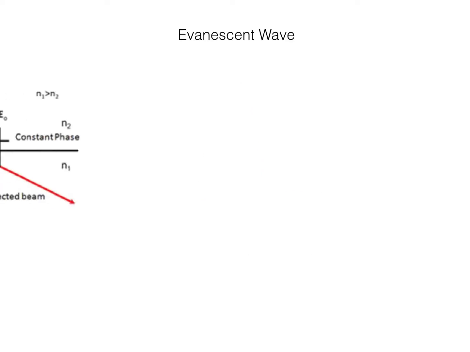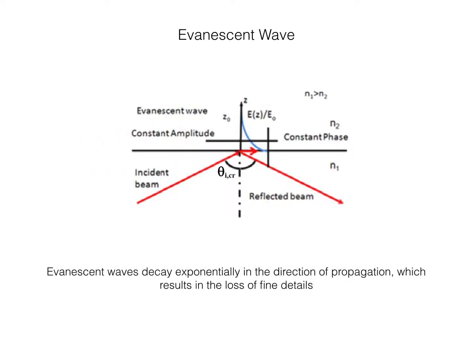Evanescent wave. The fine details of an object are encoded within the evanescent waves. They decay exponentially in the direction of propagation, and it results in the loss of information of these details. This is the reason why we have a diffraction limit on the resolution of an image formed by a normal lens.